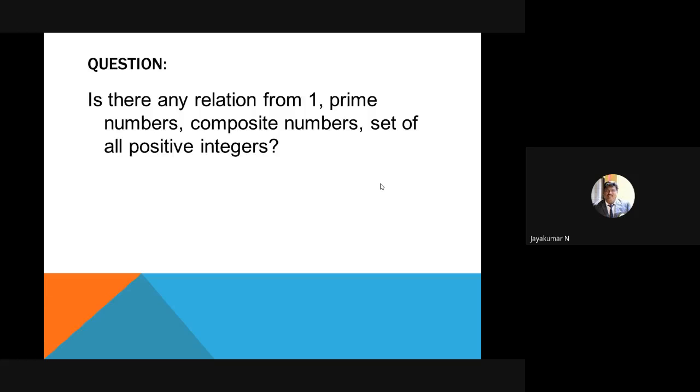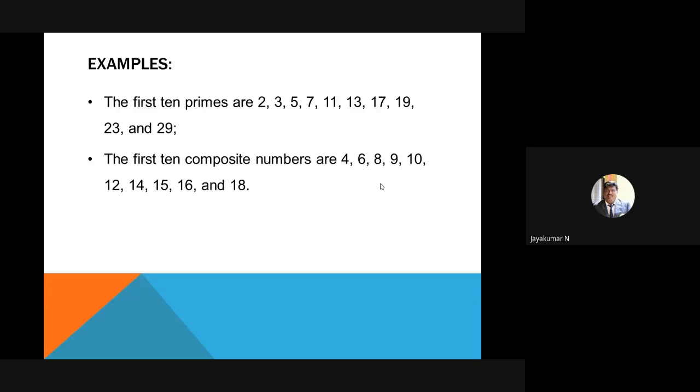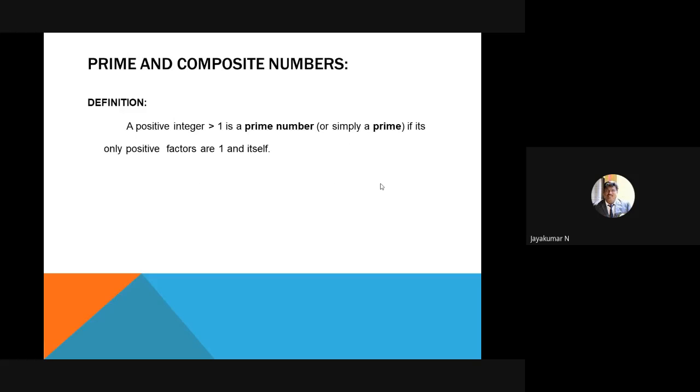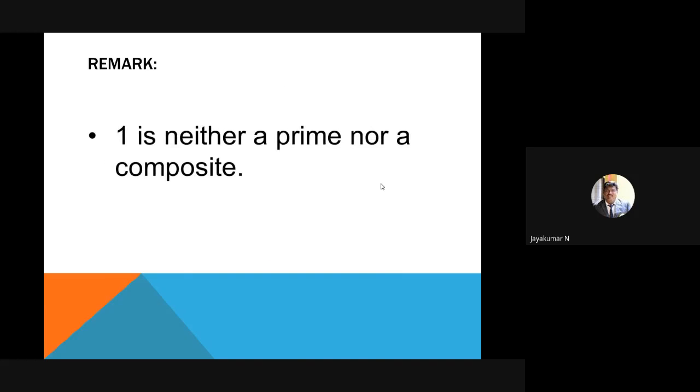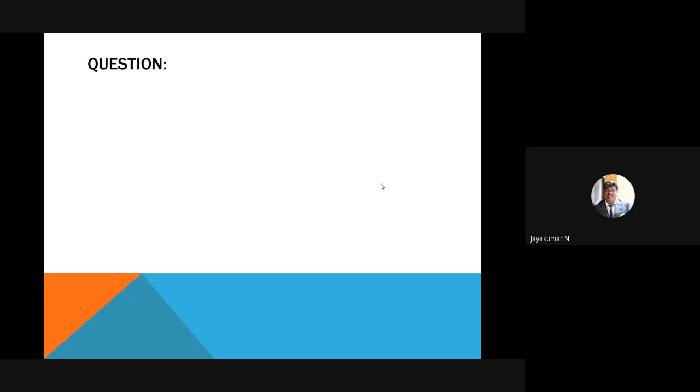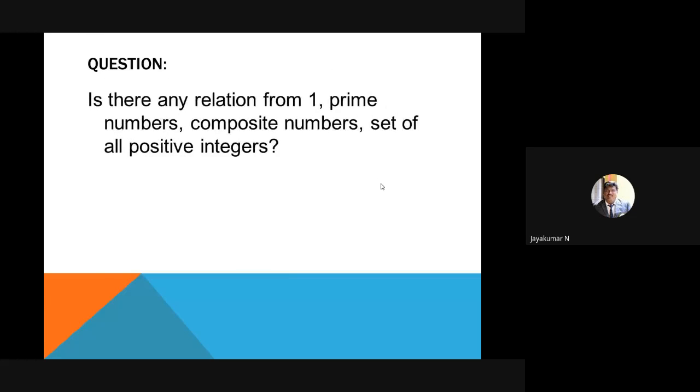See the definition. See the remarks. What is my definition? A positive integer greater than one is a prime number if its only positive factors are one and itself. If the condition fails, it becomes a composite number. Then one is neither a prime nor a composite number. Now tell me, what is the relation among these four: one, prime numbers, composite numbers, and the set of all positive integers? Anyone? Okay, I will give the answer.